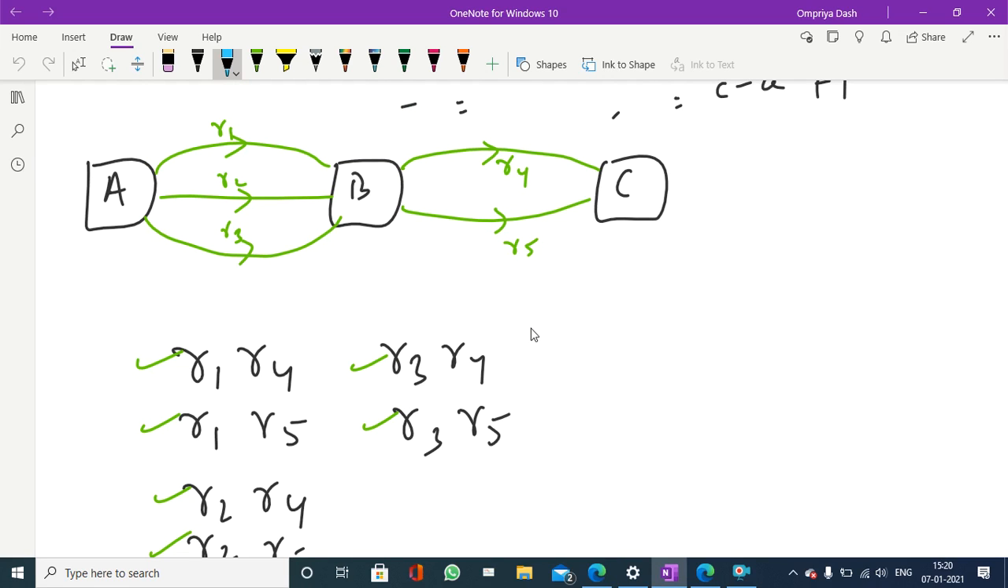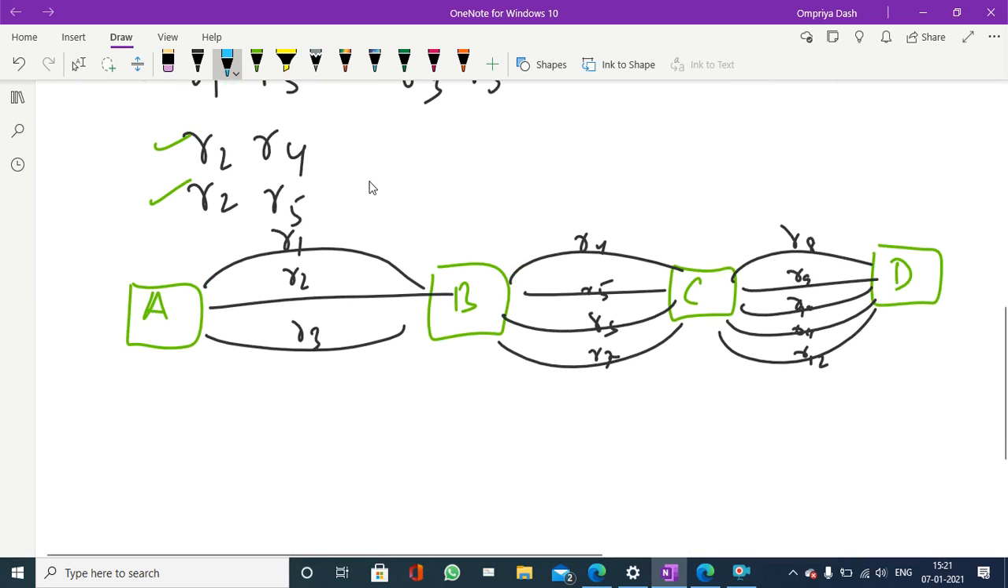So basically what we are doing here is counting. We are counting the number of different ways in which we can complete a task. For example, in the earlier case, our task was to go from A to C via B, and our question was, in how many different ways can you do it? In this question also, our task is to go from A to D via B and C, and the question is, in how many different ways can you do it?